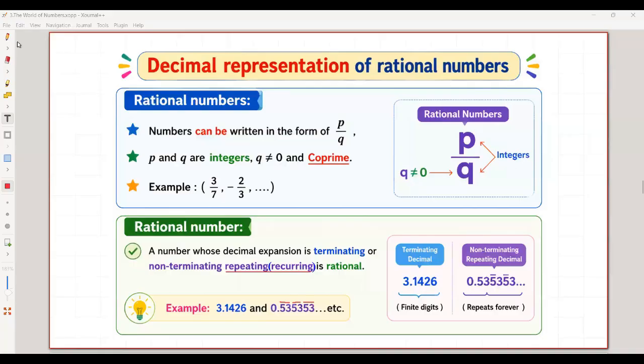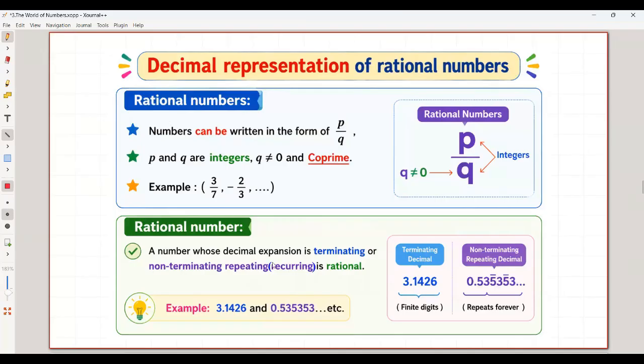Today we are going to start with the decimal representation of rational numbers. Rational numbers have two definitions. One is that numbers that can be written in the form p by q, where p and q are integers, q is not equal to 0, and co-prime, are called rational numbers.